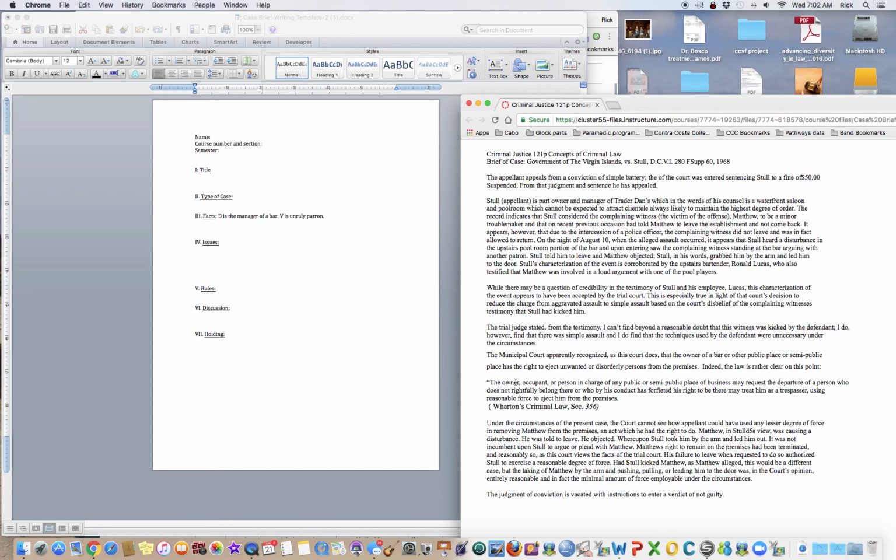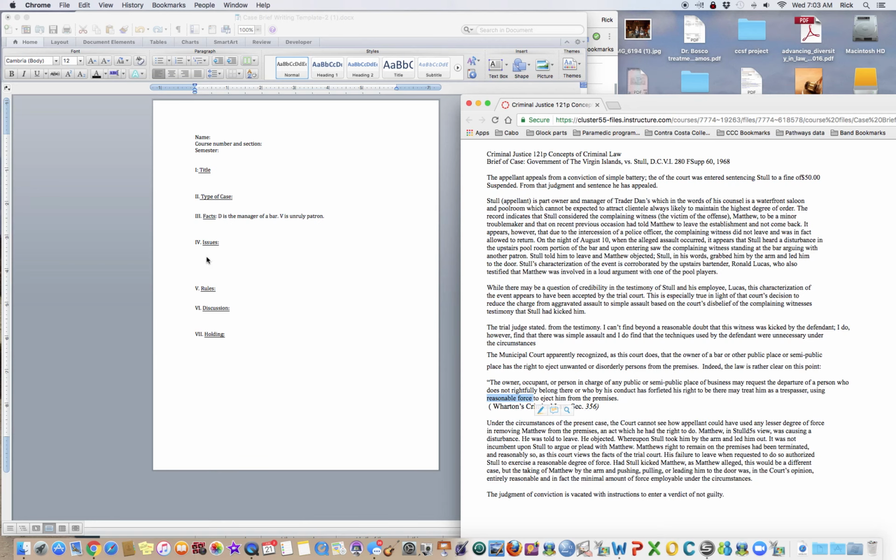So, here it says the owner or occupant of a person in charge of any public or semi-public place may request departure of a person who's not rightfully belonging there, whose conduct has forfeited his right, and therefore may treat him as a trespasser using reasonable force. This is important, right? Because reasonable force then is part of this law.